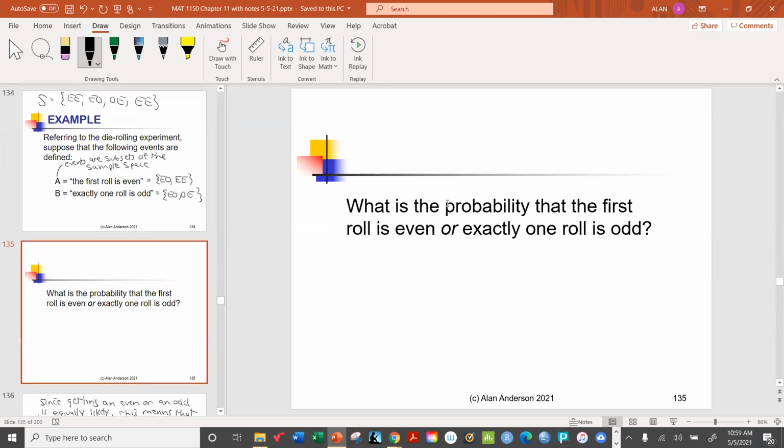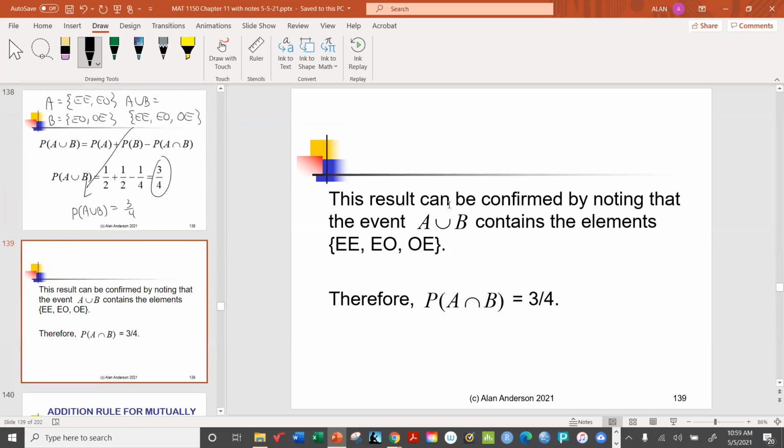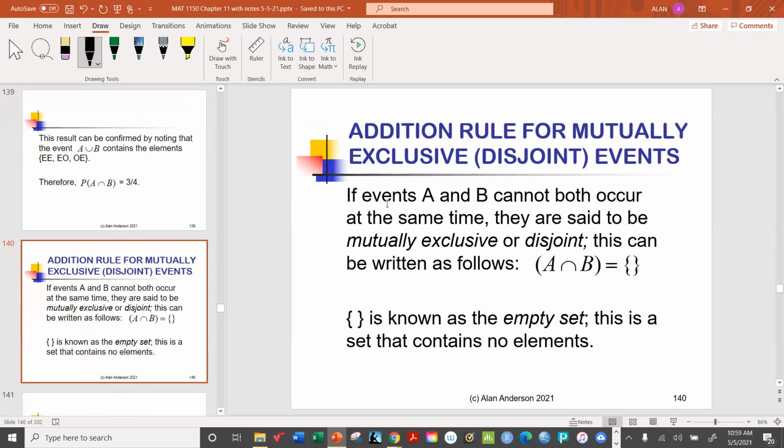All right. Anyway, so what happens if the two events are mutually exclusive or disjoint? You might recall we discussed this. The idea of being mutually exclusive is that two events cannot both be true at the same time. Like, for example, if I picked a random number, it can't be both even and odd. So those are mutually exclusive events, and in that case you can tell because their intersection is the empty set.